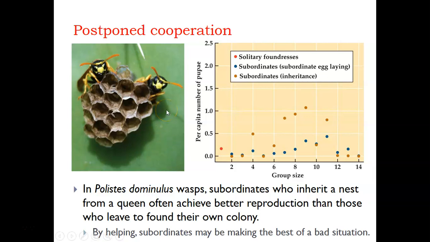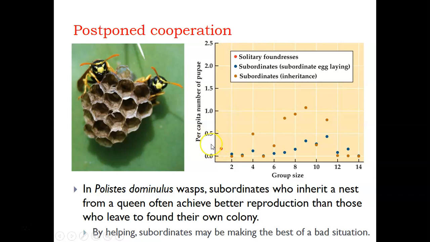Furthermore, there is sort of a best of a bad situation, I guess. If you are a subordinate female, you don't have your own nest. Rather than going and trying to found it alone, subordinates, by laying some eggs on the side, can still gain a modicum of reproductive success. And that's what's shown in this figure. So a solitary foundress, if an individual was to leave that nest and go try to create her own, their average per capita number of pupae, so basically this is an indication of their direct reproductive success, the number of pupae they're able to raise, is a pretty low number.